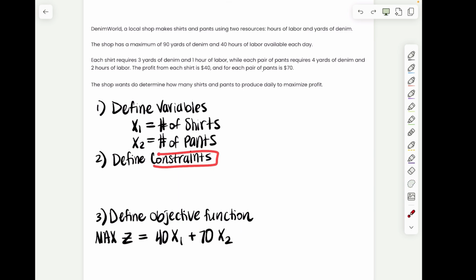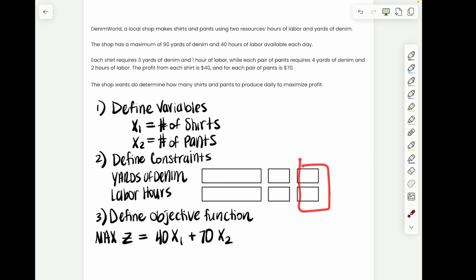Now you want to define your constraints. Your constraints are restrictions, so your problem tells you the restrictions. Here, it says that the shop has a maximum of 90 yards of denim and 40 hours available each day. So the restrictions are on our resources, on the hours of labor and the yards of denim. So I always like to define what is being restricted. So yards of denim and labor hours are being restricted. Now with your constraints or your restrictions, there are always 3 parts. Here, I like to write the restriction. So in this case, for the yards of denim, I have a maximum of 90 yards of denim. So 90. So this is how much you can use.